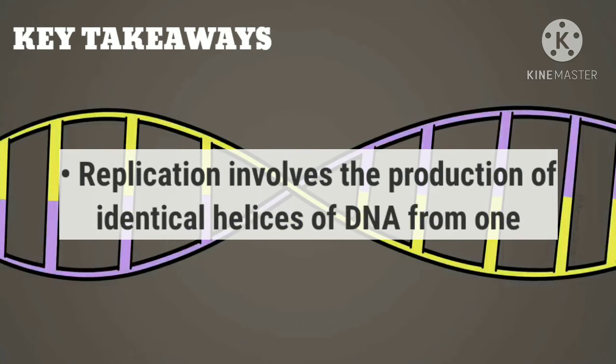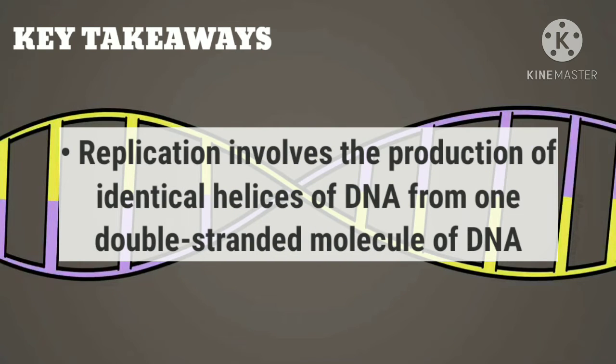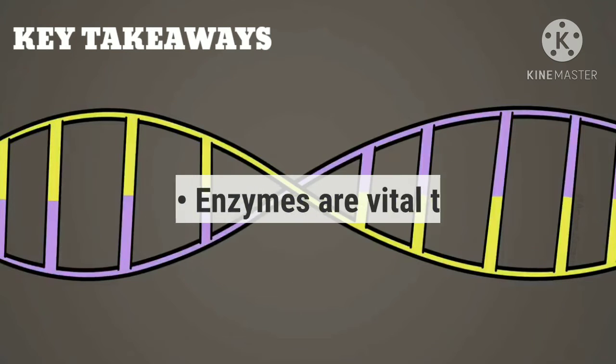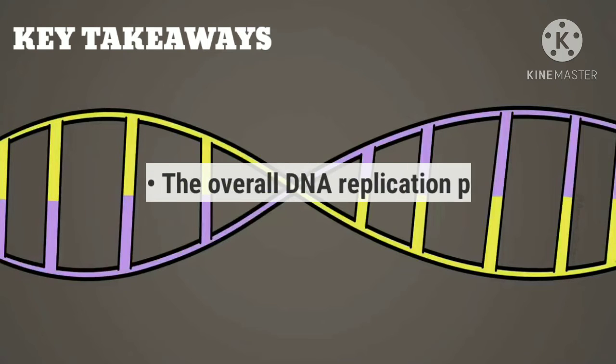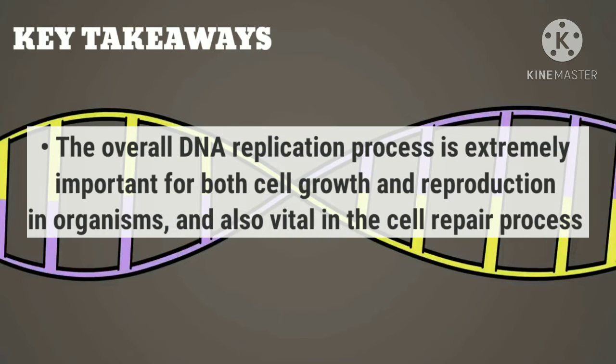Replication involves the production of identical helices of DNA from one double-stranded molecule of DNA. Enzymes are vital to DNA replication since they catalyze very important steps in the process. Lastly, the overall DNA replication process is extremely important for both cell growth and reproduction in organisms. It is also vital in the cell repair process.